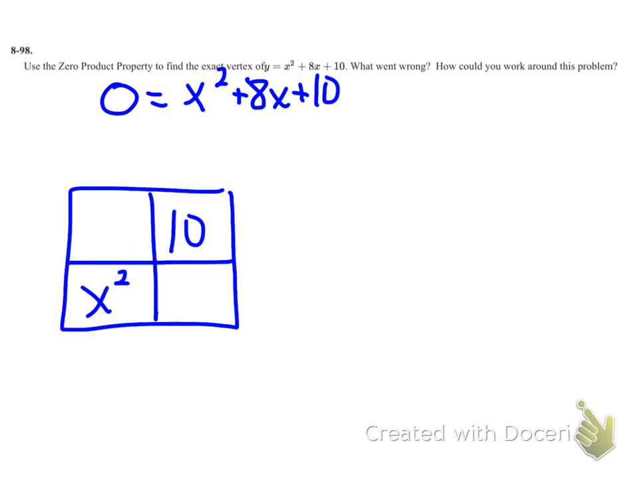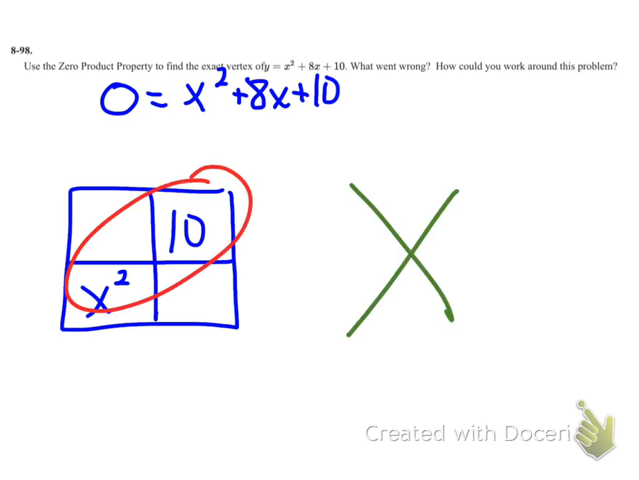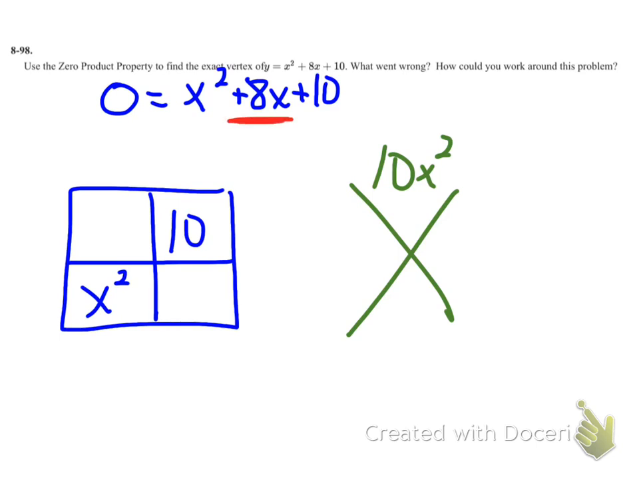From here, I now make my diamond problem. The top of my diamond problem is I multiply these two together, and that goes on the top of the diamond problem. So x squared times 10 will give us 10x squared. The middle term, the 8x, goes in the bottom of the diamond problem.